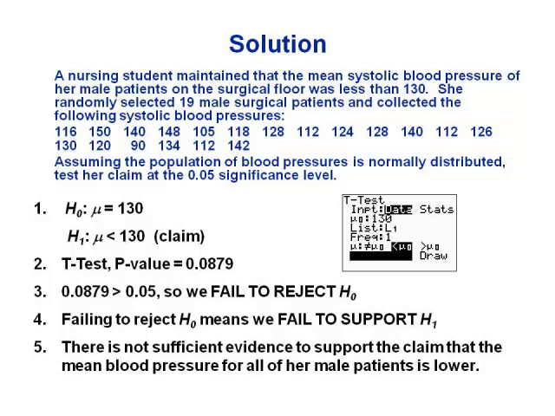You'll end up with a p-value of 0.0879. Our significance level is 0.05, so our 0.0879 is larger than that. That is not small enough to reject, so we'll fail to reject the null, which means we fail to support the alternative, which means we do not have sufficient evidence to support that claim that the blood pressure for all of the male patients on her floor is lower.